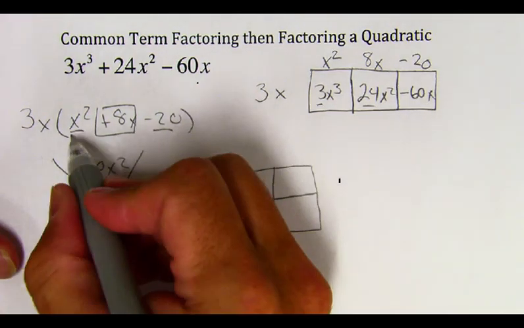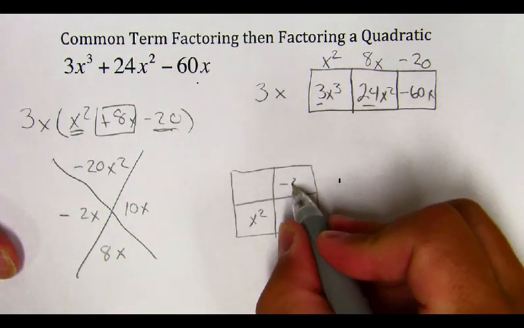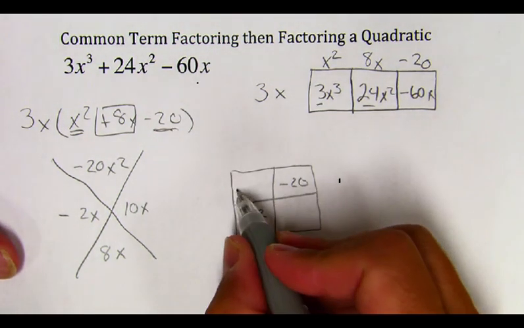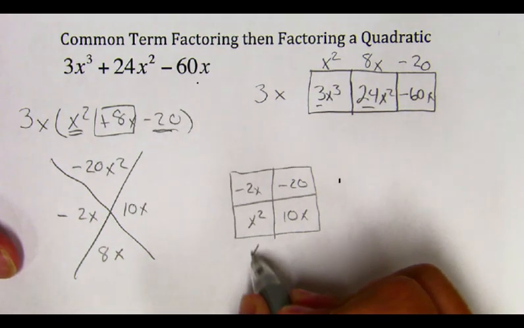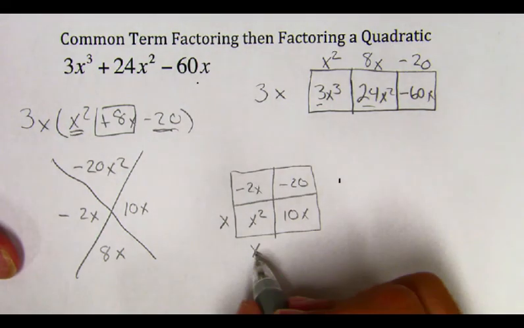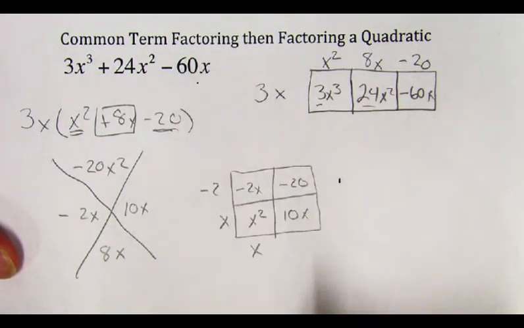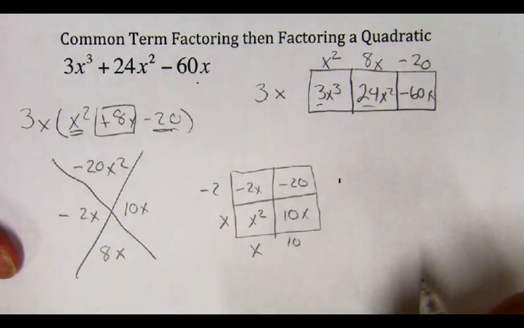And I'm going to put my first term, x squared, my last term, negative 20, and in these two spots, negative 2x and 10x. Since this is x squared, I know I have an x and an x because x times x equals x squared. X times negative 2 gives me negative 2x. X times 10 gives me 10x.